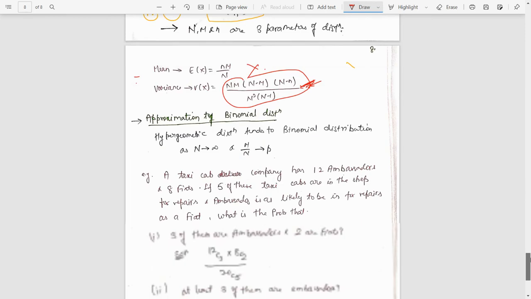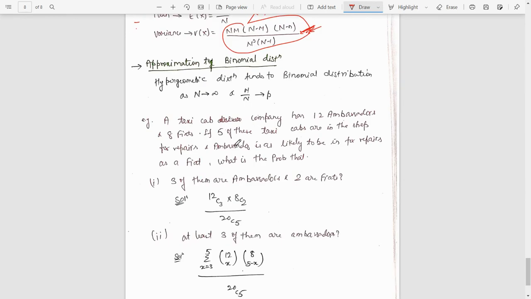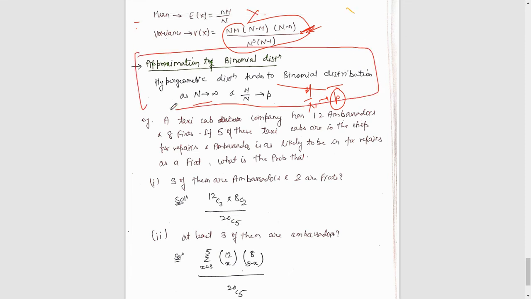At this point of time, you should just know that the hypergeometric distribution tends to the binomial distribution when capital N tends to infinity, and m by N tends to p. This is just for the sake of information, but I don't know how to utilize this information to solve any particular questions.